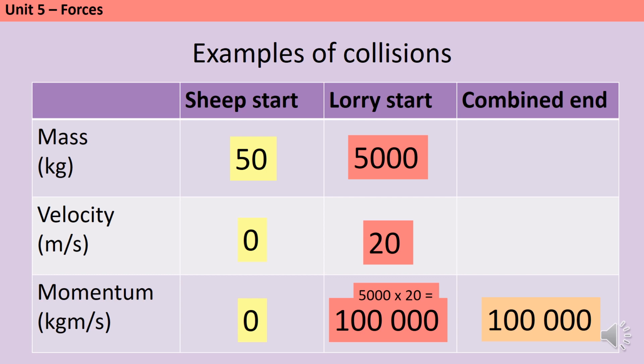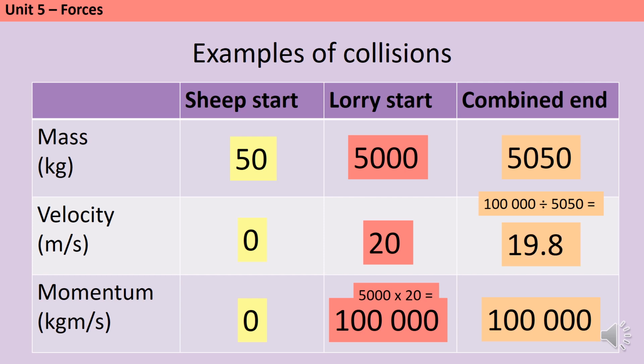Firstly, I need to think about what their total mass is. So 5,000 plus 50 is 5,050. Now I know that momentum is mass times velocity. So 5,050 times something is 100,000. If I do 100,000 divided by 5,050, I can work out that their new velocity is 19.8. And again, that's a logical number. The lorry's going to slow down a little bit when it hits the sheep, but not hugely.